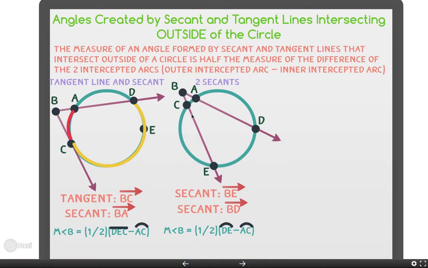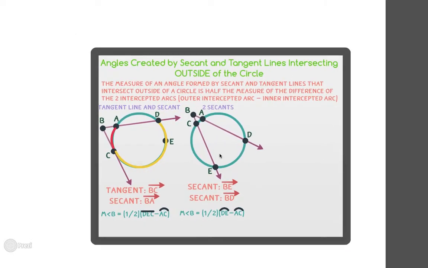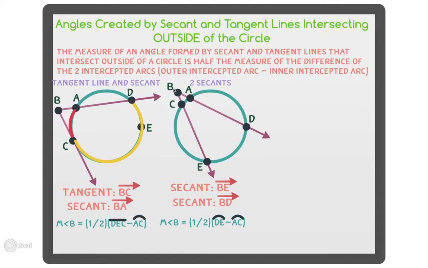So we're going to start with the arc furthest away from angle B, which is DE, and I'm going to subtract from it the intercepted arc that's closer, so the inner intercepted arc, which in this case is AC. So if you subtract those two and divide by 2, bam, we'll get that angle. And the outer arc minus inner arc. Outer arc minus inner arc.